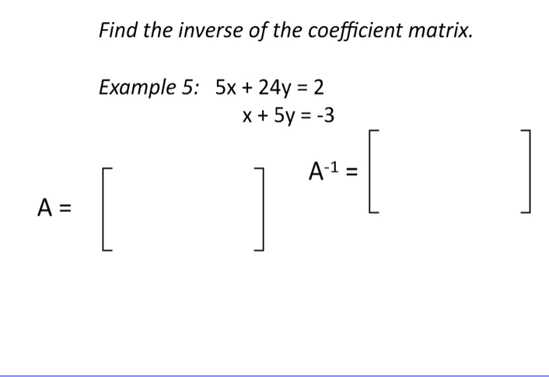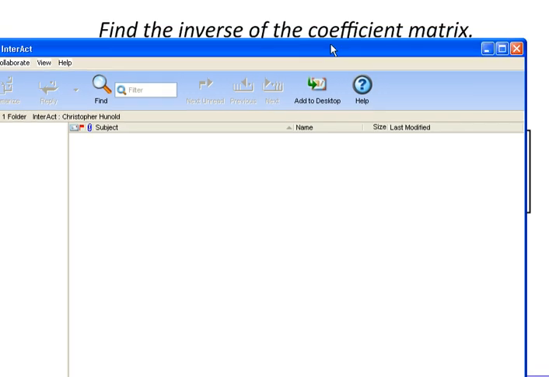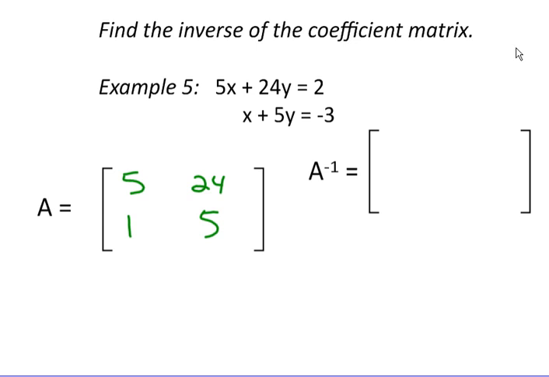All right, so we're going to find the inverse of the coefficient matrix. Because to solve this system using matrices, we first have to find the inverse. Then we're going to multiply the inverse of A by the constant matrix. So again, we have 5, 24, 1, and 5. Remember, if it's just x by itself or y by itself, there's a 1 in front of the variable. All right, so first of all, we have to find out if an inverse does exist. So we have to find the determinant of A.